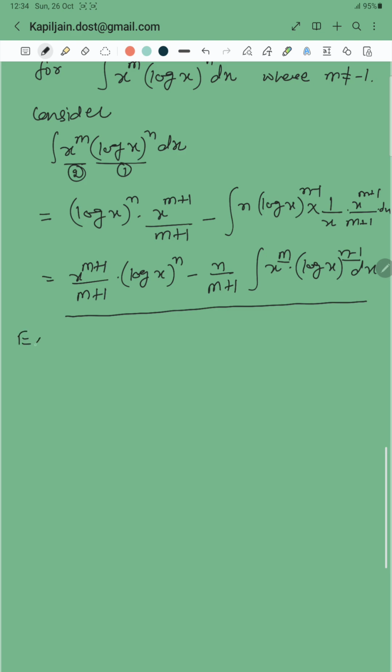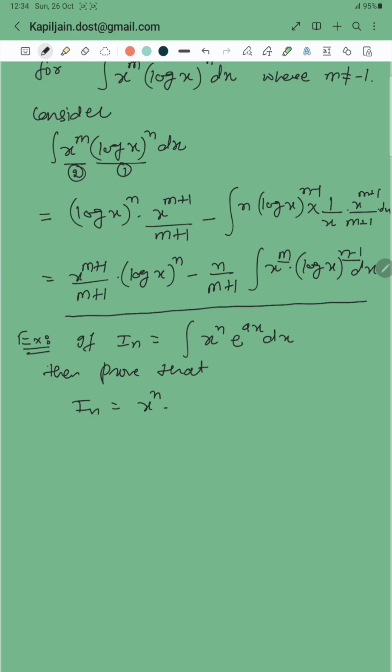Now we prove another formula. If I n is equal to integral x raised to power n e raised to power ax dx, then prove that I n is equal to x raised to power n e raised to power ax by a minus n by a I n minus 1. So the proof is very simple.